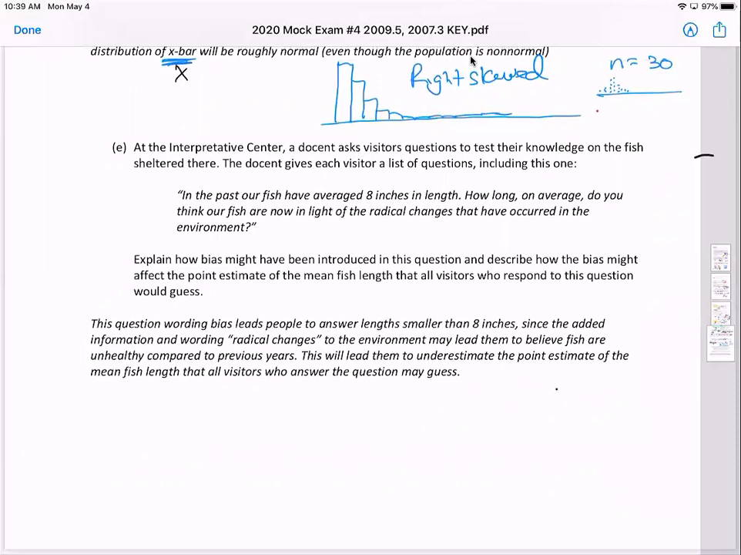And then the last question, I wanted a question about something from sampling experiments. So I had to make up this interpretive center, but a docent, someone who is kind of a museum worker, asks visitors questions to test their knowledge on the fish sheltered there. The docent gives each visitor a list of questions, including this one. In the past, our fish have averaged 8 inches in length. How long, on average, do you think our fish are now in light of the radical changes that have occurred in the environment? Explain how bias might have been introduced in the question.